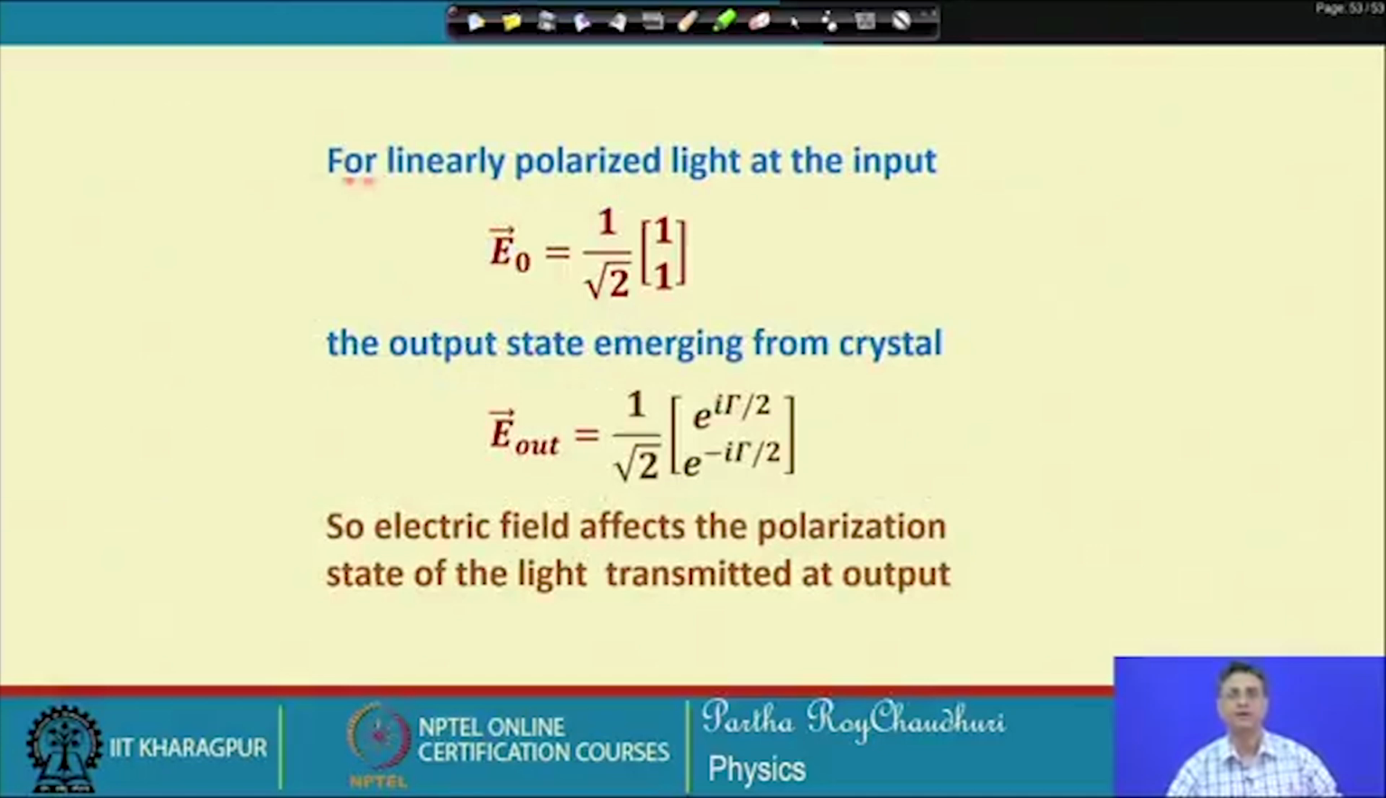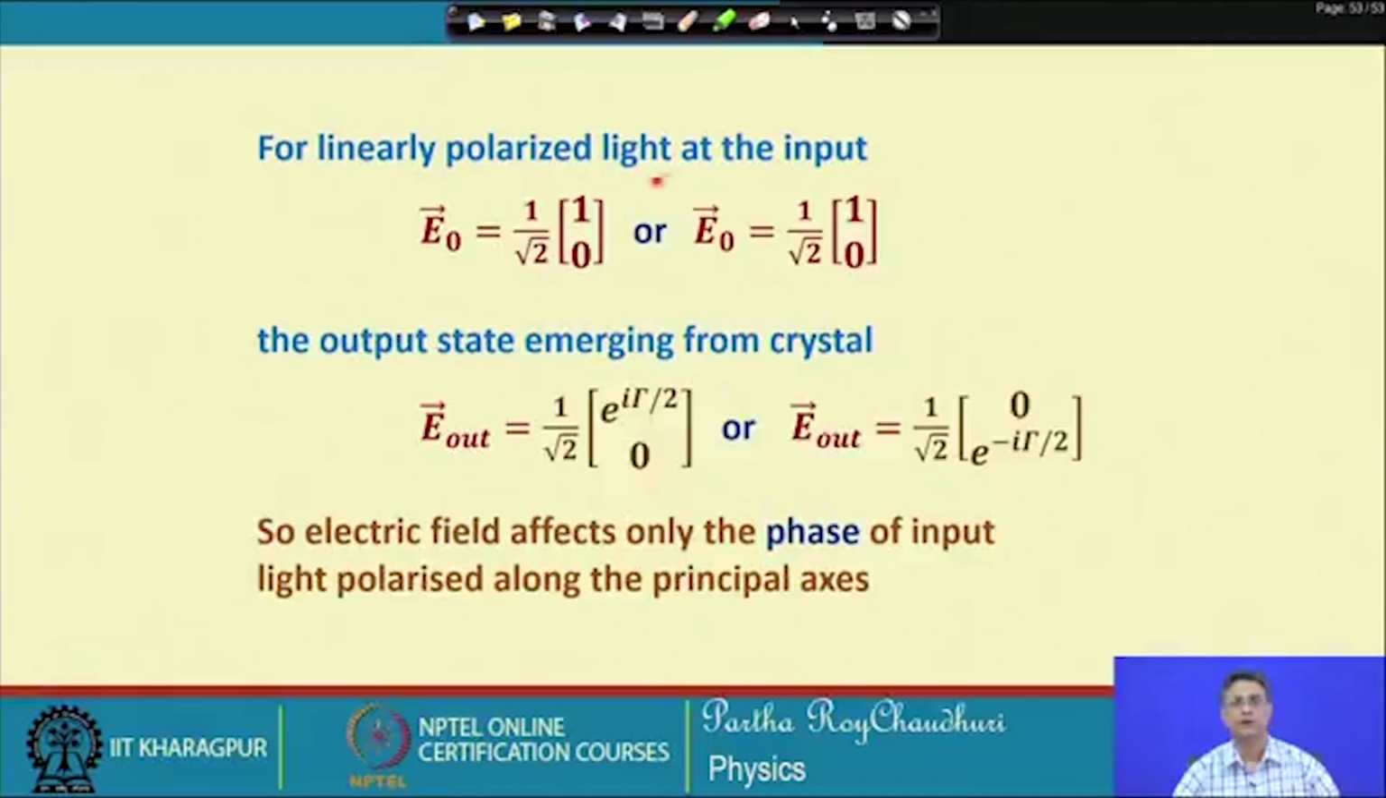To have a clearer understanding, for linearly polarized light at the input, if it is represented by 1 by root 2 times 1 1, the output state emerging from the crystal will be this, which includes the effect of the medium with the retardation, that is tau, which appears as tau by 2. So, the electric field affects the polarization state of the light transmitted at the output in this way. You started with this as the input, and now you get the output like this.